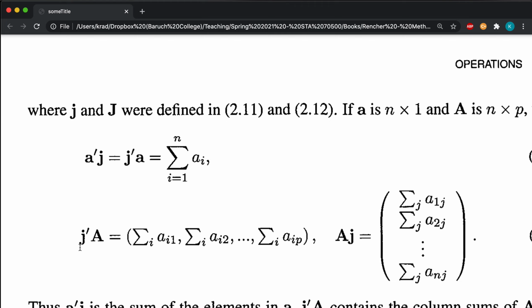You see? So J transpose A gives us a row vector where the entries are the sums of the elements of A within each column. And on the other hand, A times J is the opposite. Now we have the sum along the row. First row, all the columns. So we are adding all the elements in the first row, all the elements in the second row, all the elements in the nth row. That's AJ.